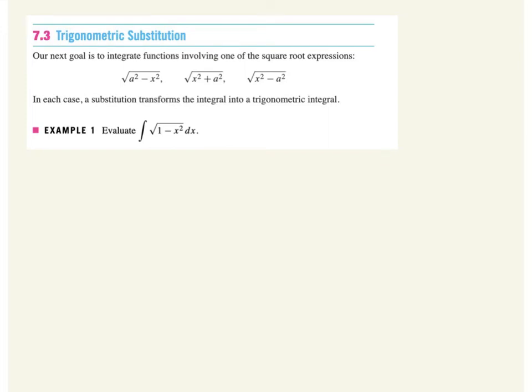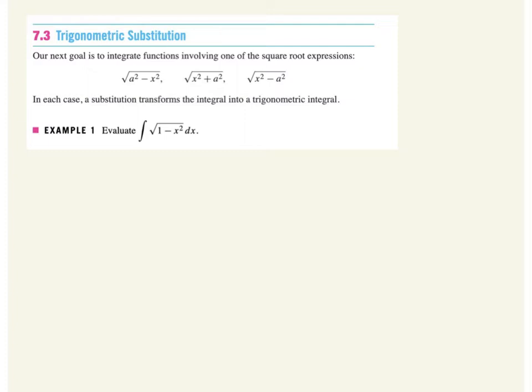Everybody, 7.3 trigonometric substitution is really a combination of using what we learned in 7.2 and using those reduction formulas, as well as using our U substitution method. Okay, we're going to use Pythagorean identities such as sine squared x plus cosine squared x is equal to 1, as well as 1 plus tan squared theta, or x, is equal to secant squared x.